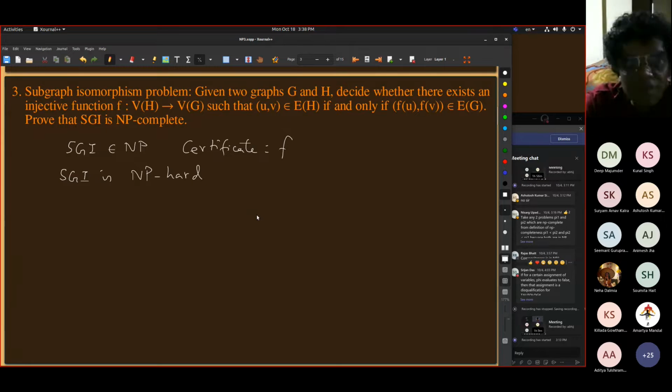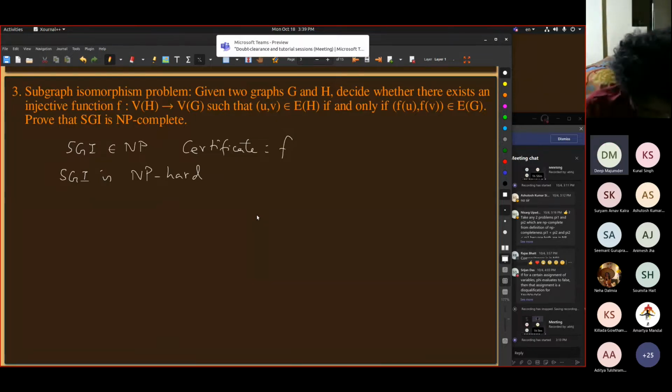Yeah, any suggestion? So we can have a reduction from the clique problem. Yeah. If we say we have a graph G and we have to find a clique of size at most k, then at least we can reduce it to the subgraph isomorphism problem with G being the same graph and H being a complete graph of size k. Okay.